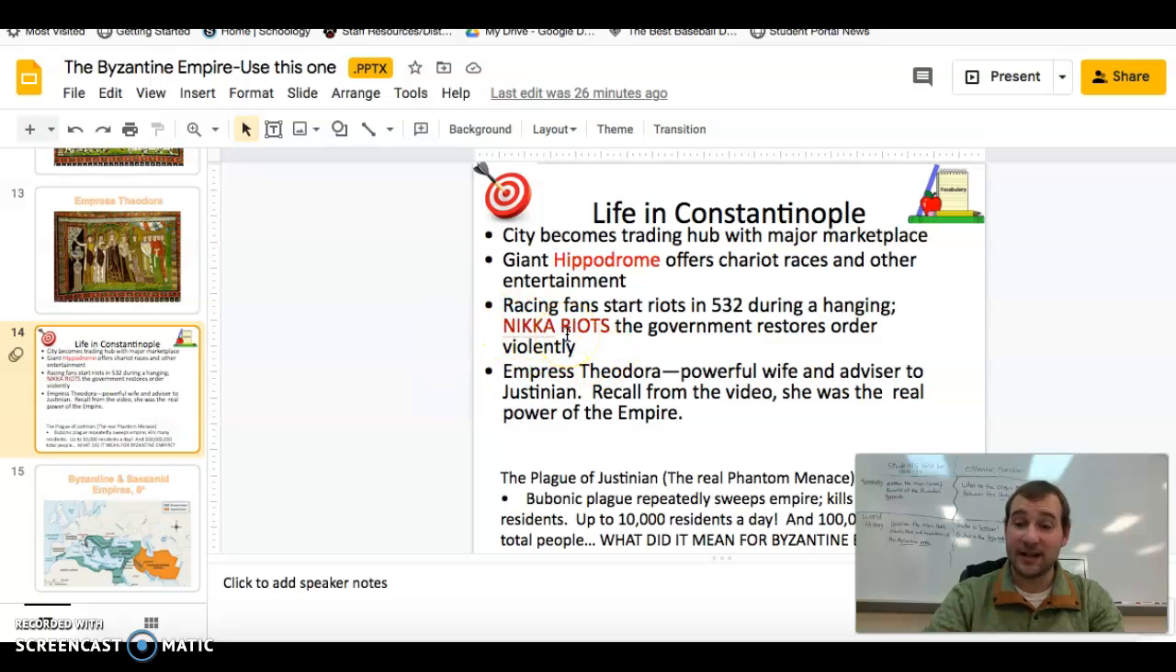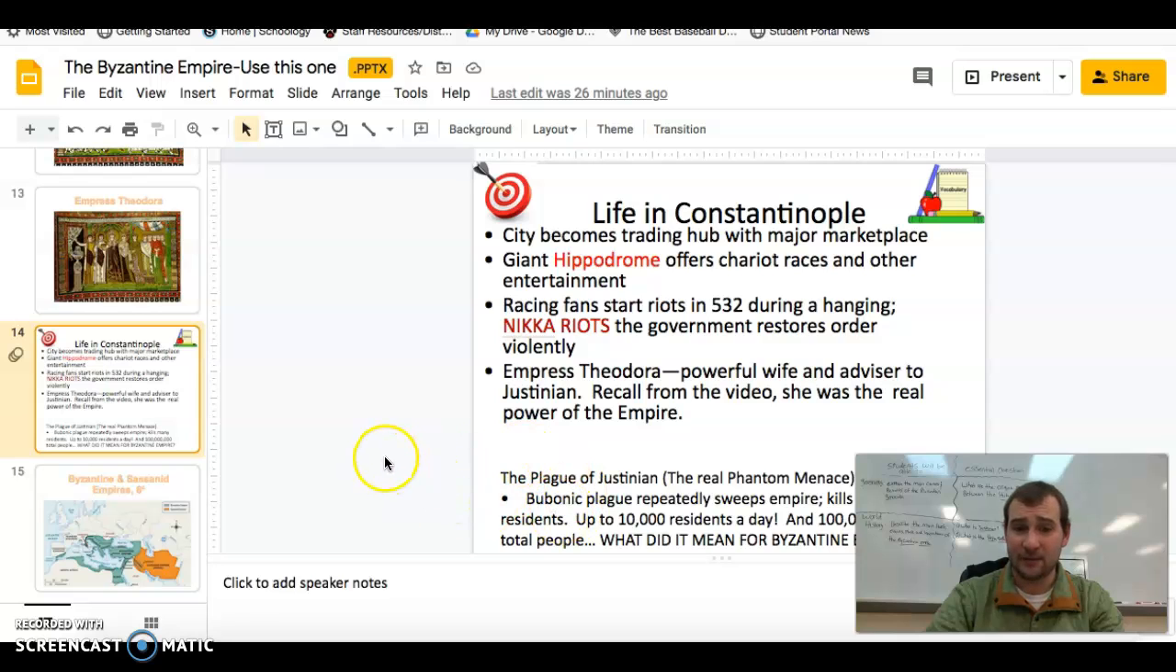So the Nika riots is just chariot riots, and we'll let the video explain more tomorrow. Empress Theodora, powerful wife and advisor to Justinian, you guys will know from the video tomorrow. She kind of takes over, and during the Nika riots, Justinian wants to flee. He just wants to give the city up. But Empress Theodora talks him out of it. Eventually they suppress the riots by just killing the rioters with their troops. And that's how you put an end to it. So the Nika riots was one problem.